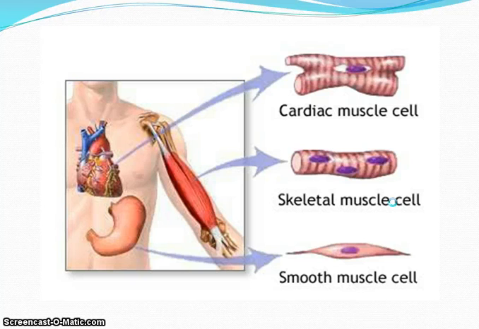We're going to talk about three different types of muscle cells. We have the skeletal muscle cell, which we will talk about first. We will then talk about the smooth muscle cell, and then lastly we'll talk about the cardiac muscle cell.